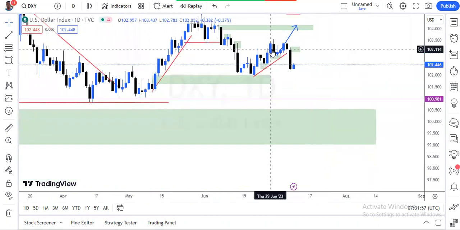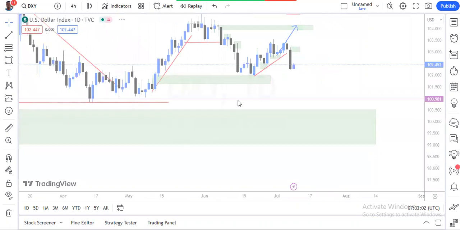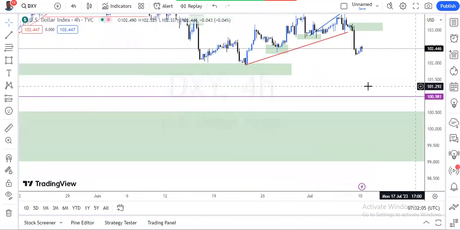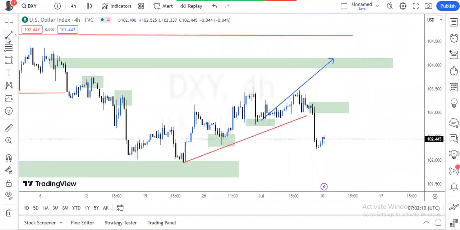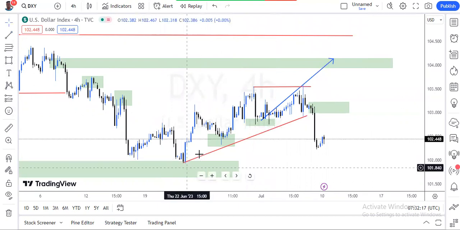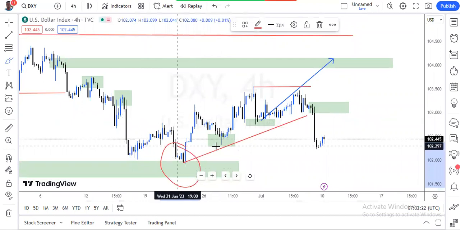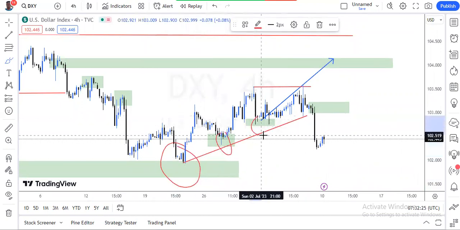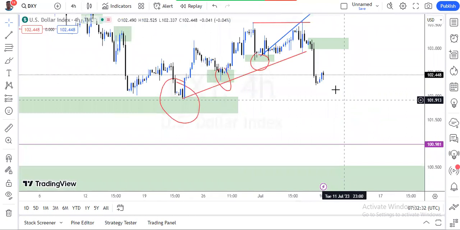So at this level here, let me go to a lower time frame so you can see it very well. You can see that at this level we registered kind of a double top, and this liquidity is resting here. The ones resting here, here, and here. So we succeeded in clearing all this liquidity, and then we are now going downwards.